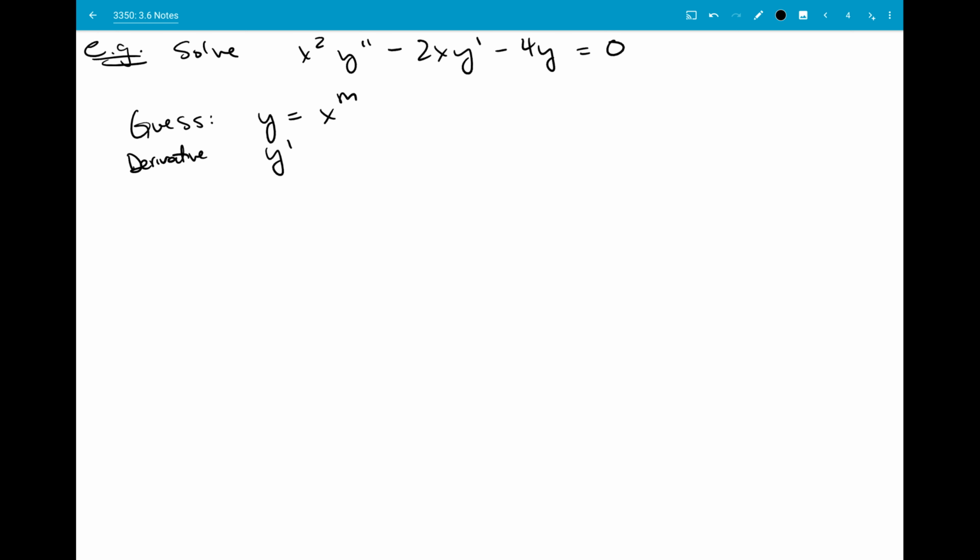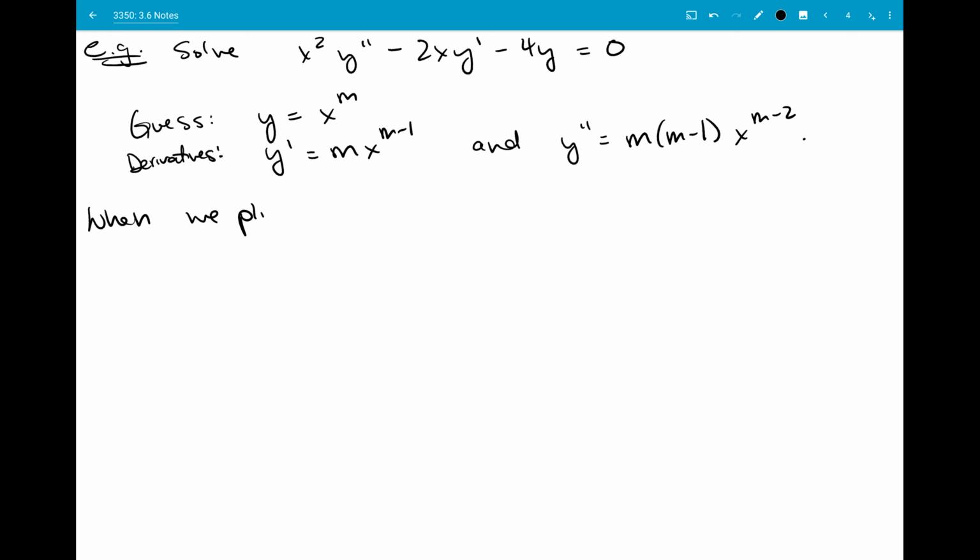We know our derivatives from the power rule. y prime will just be m times x to the m minus 1. And y double prime will be m times m minus 1 times x to the m minus 2. That's just the power rule. Maybe like, if you'd seen x cubed, that would go 3x squared, and so on and so forth. It just looks a little bit more complicated because it's to the power of this unknown m.